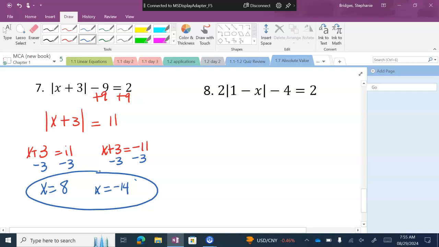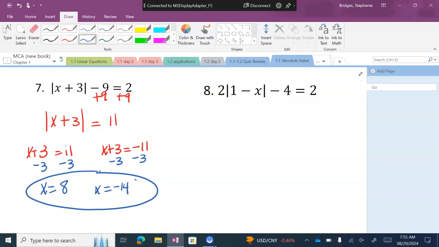All right, with question number 8, I have a couple of things that are outside of the absolute value. I have the 2 that's in front of the absolute value, and I have that negative 4 that I need to get rid of that's behind it. Sometimes, and it works a lot of times, but not always, people try to distribute that 2 inside the absolute value bars. They're not parentheses. We do not want to do that, okay?